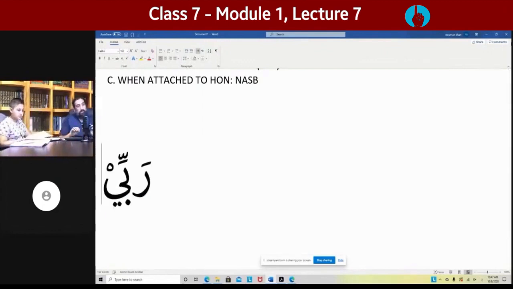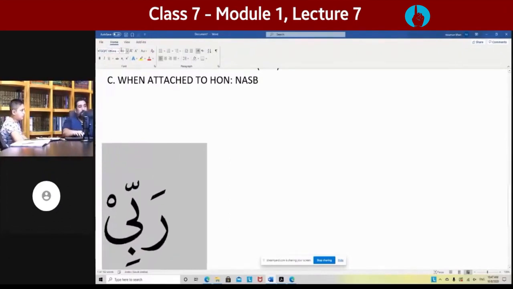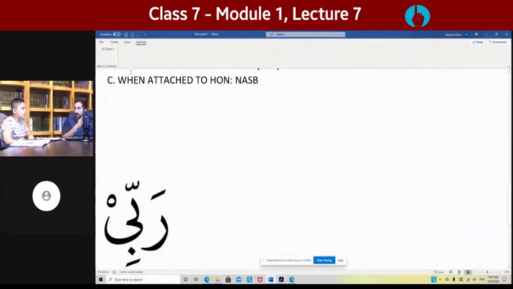So if I say Rabbi, let me change the font, because the haraka might be confusing in this font for some people. There we go. Much better. Rabbi. It's two words: Rab and E. Rab and what? E. And Rab is an ism.